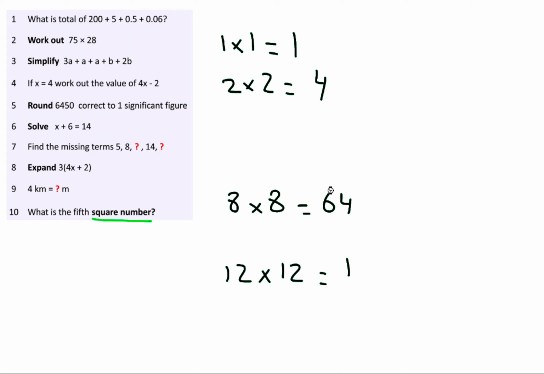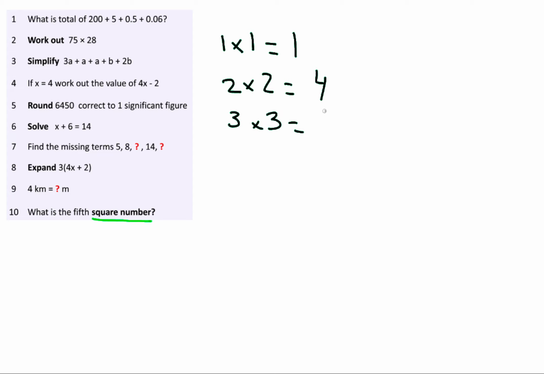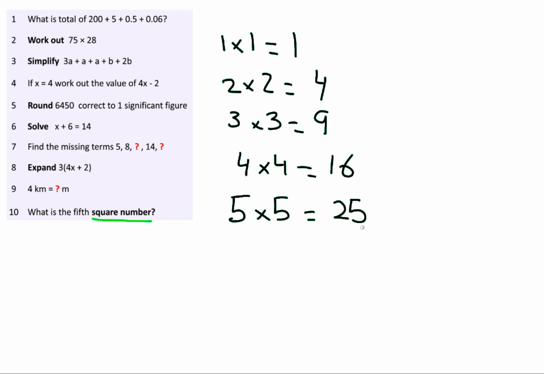Then it says, what is the fifth square number? All right, so we know that 1 is my first square number, 4 is my second square number, 3 times 3 is 9, so 9 is my third square number, 4 times 4 is 16, so 16 is my fourth square number, so 5 times 5 is 25, so 25 is my fifth square number.